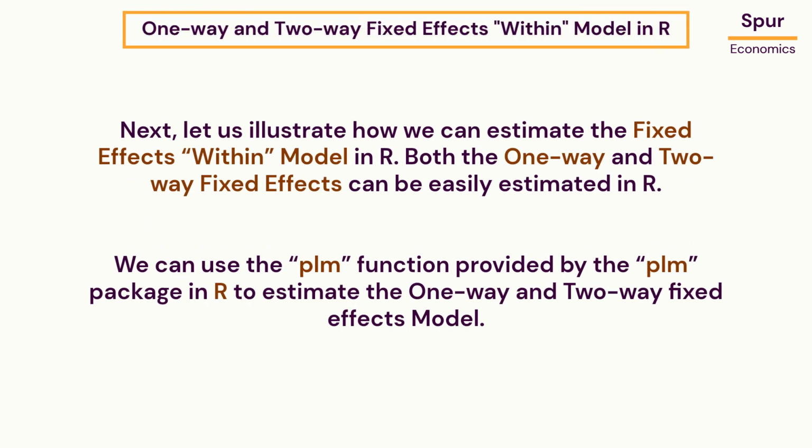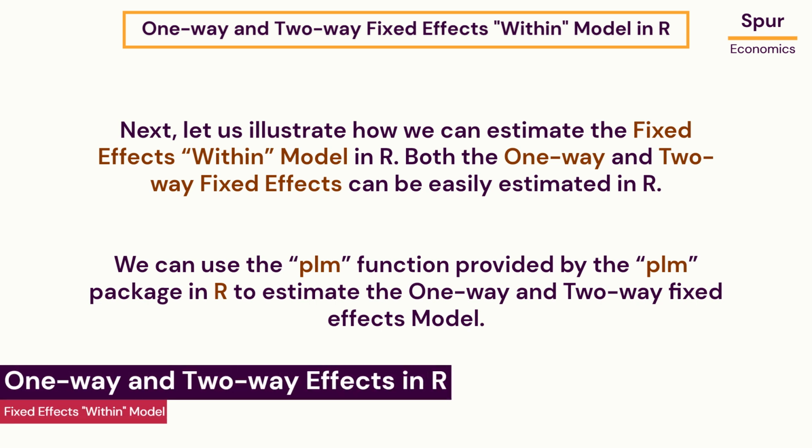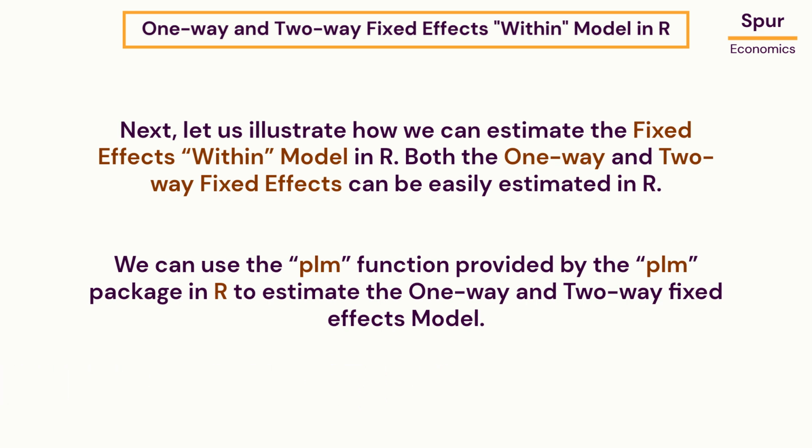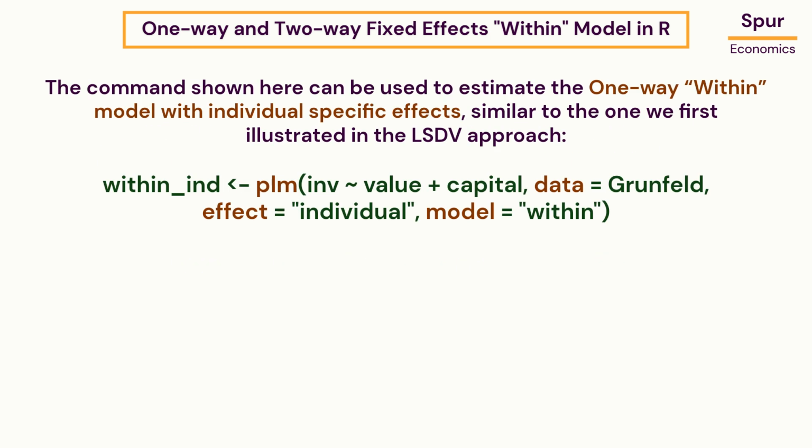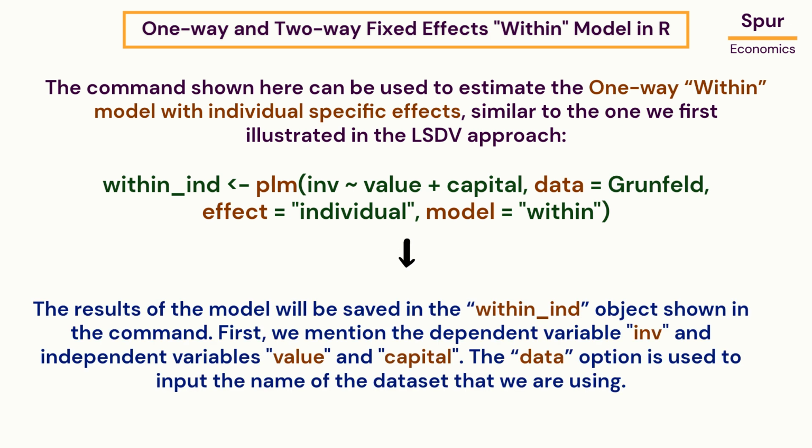Next, let us illustrate how we can estimate the fixed effects within model in R. Both the one-way and two-way fixed effects can be easily estimated in R. We can use the PLM function provided by the PLM package in R to estimate one-way and two-way fixed effects model. The command shown here can be used to estimate the one-way within model with individual specific effects, similar to the one we first illustrated in the LSDV approach. The results of the model will be saved in the within IND object shown in the command.